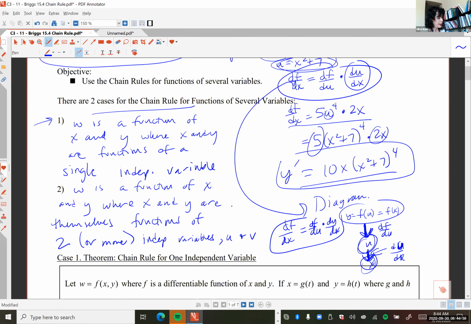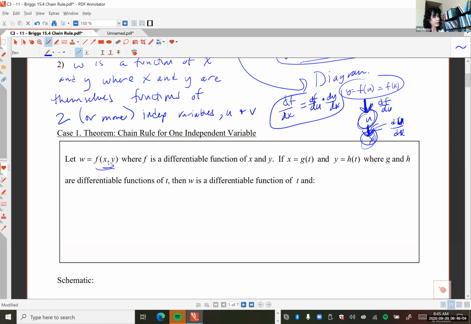Okay, so case 1, let w be a function of 2 variables, x and y. And again, that could change. This is just going to be very generic, but you can jack it up at any time. If x is a function of t, and y is also a function of t, so t is an independent variable driving the bus, and we'll let g and h be differentiable functions of t, then w is also a function of t, and so it's indirectly related to t.